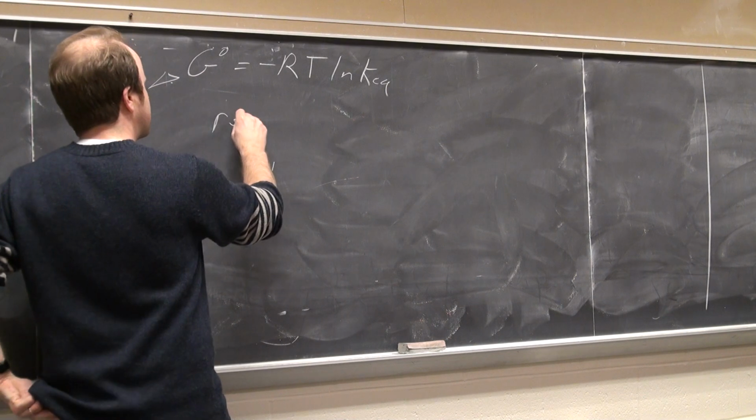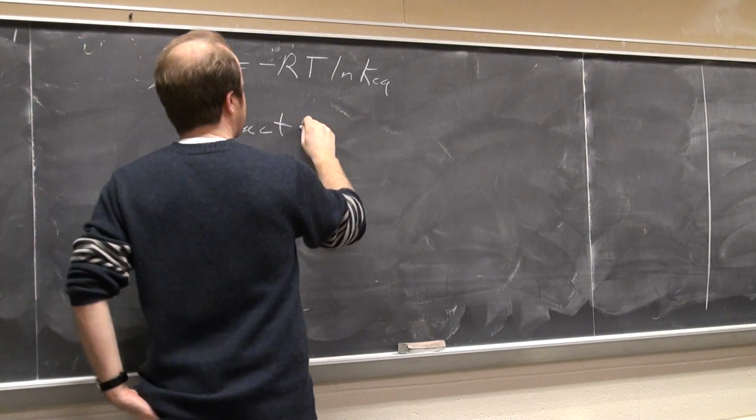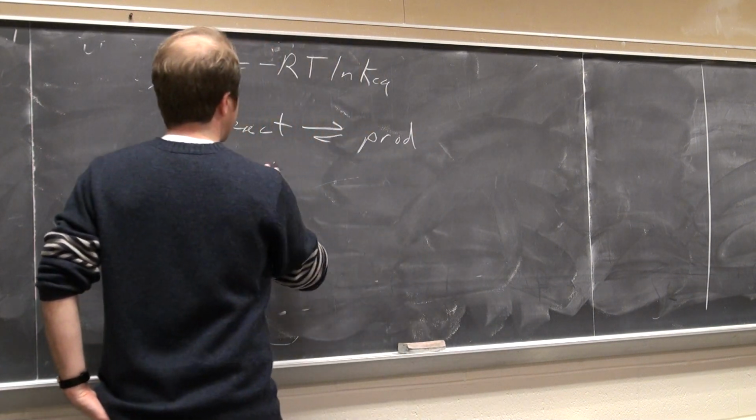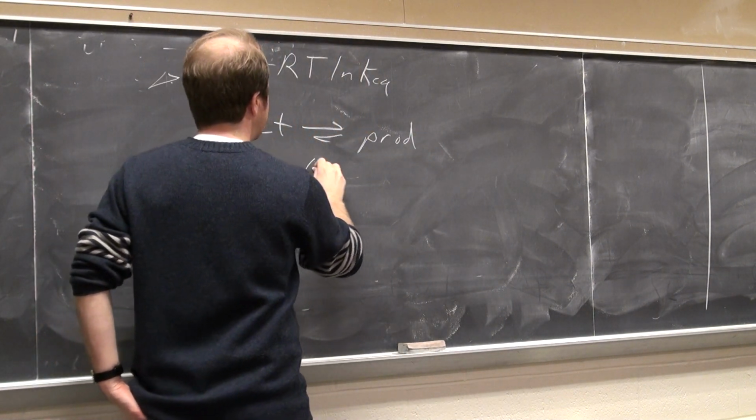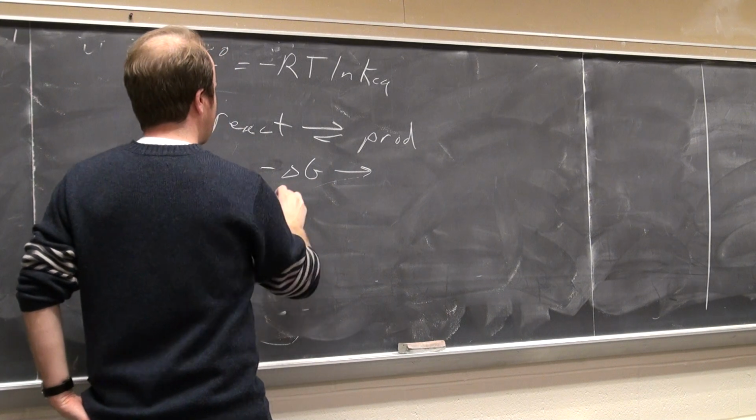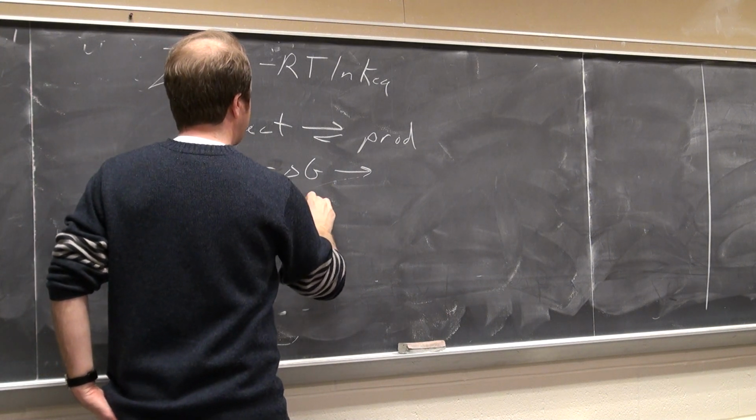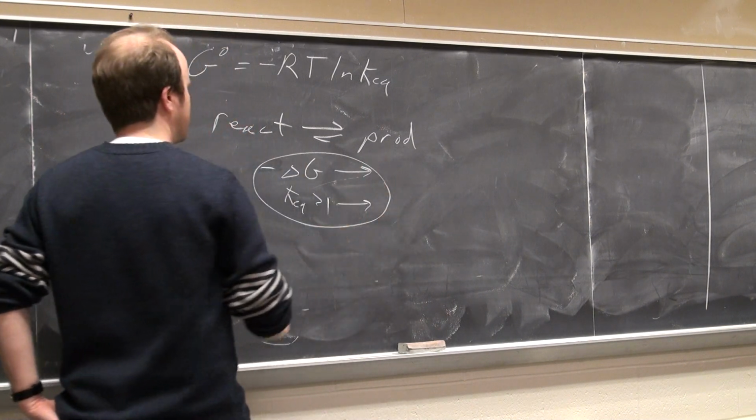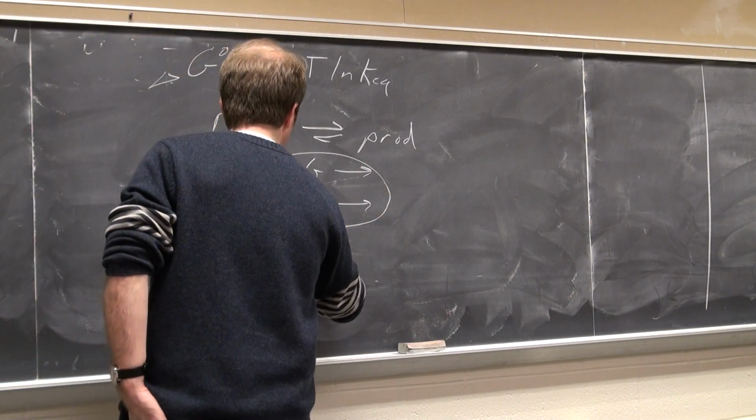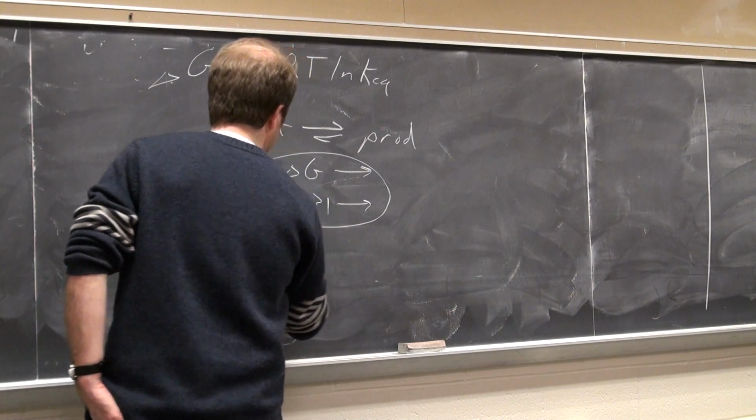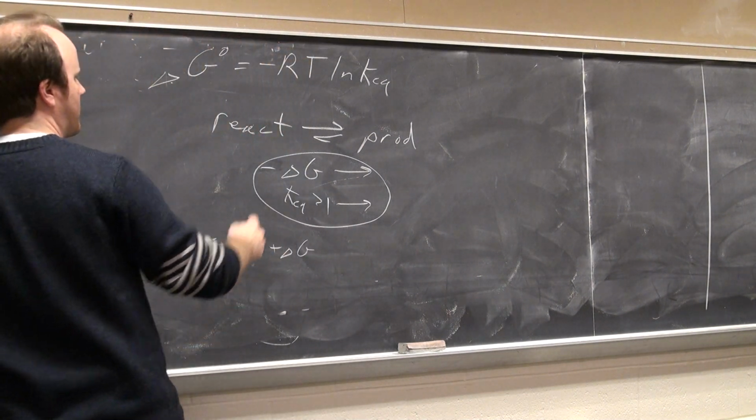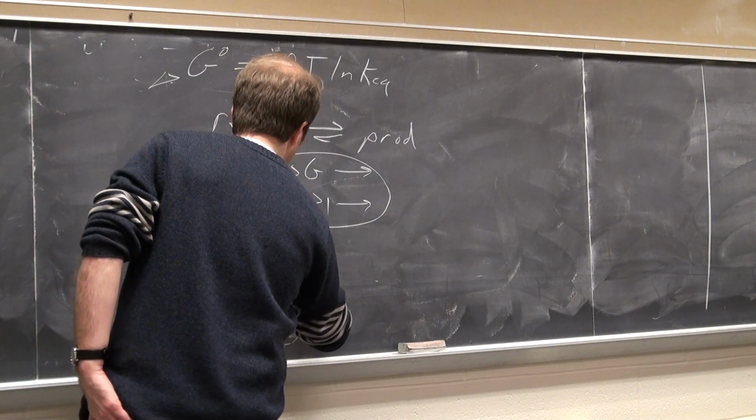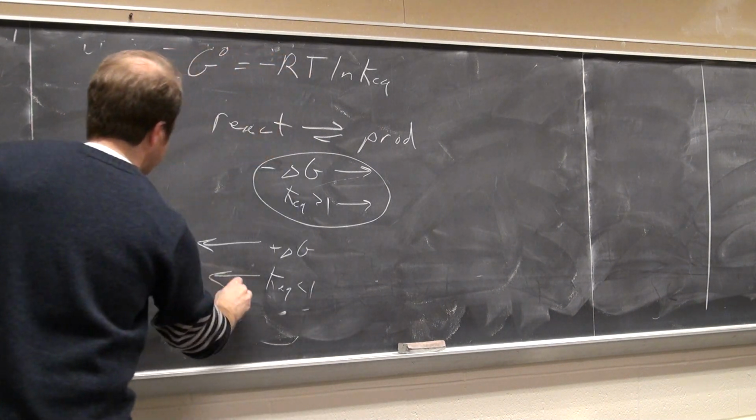So we have reactants, and they go to products. So negative delta G means we're going to go this way, and that's also KEQ greater than 1, going to go that way. These are the same thing. But if we have positive delta G, the reaction is going to go this way, or we're going to favor reactants, and so our KEQ is going to be less than 1 in this case.